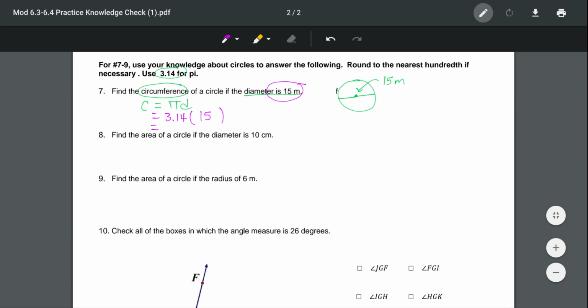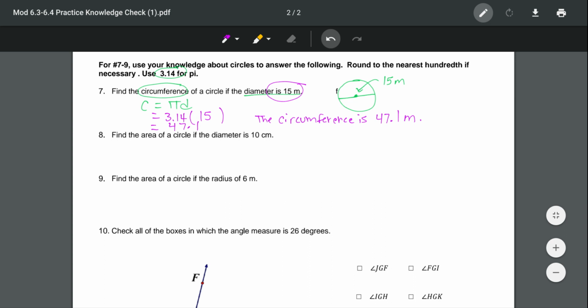So go ahead and plug that into your calculator and you get 47.1 meters. We only round to the nearest hundredth if necessary. Since it's to the nearest tenth, we can just leave it like that. So the circumference is 47.1 meters.